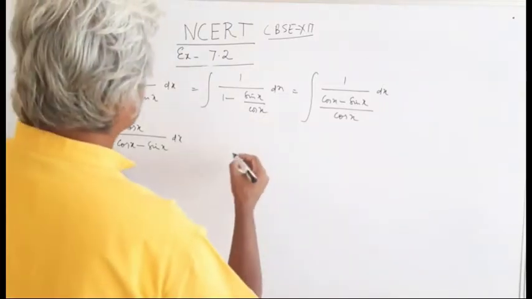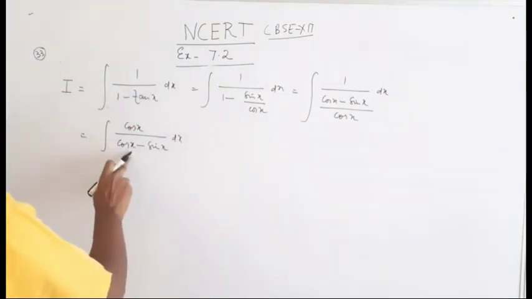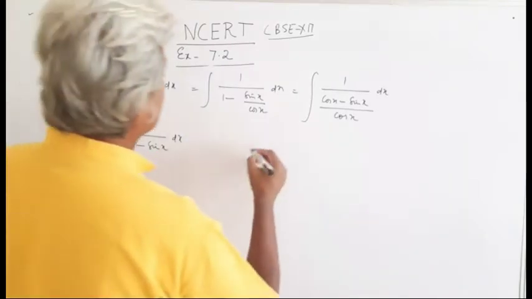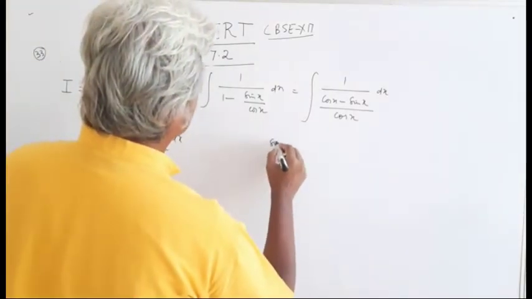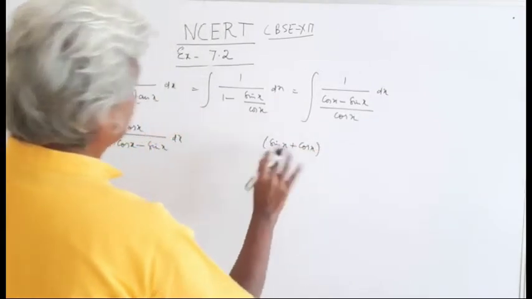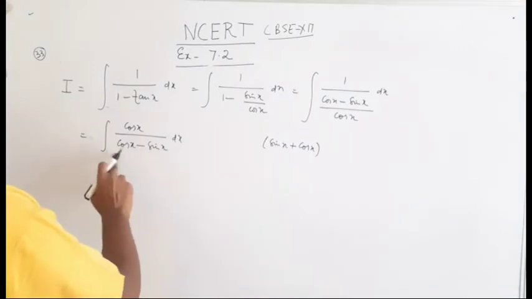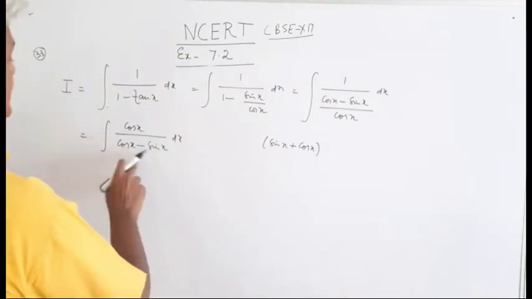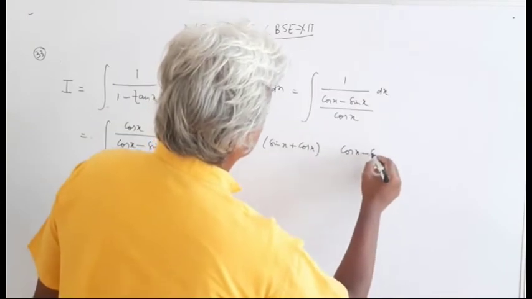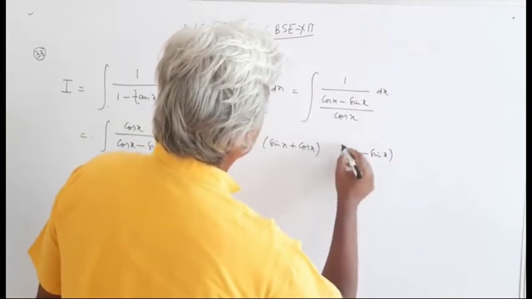So what differentiation of this term will you get? You'll get minus sin x and minus cos x. This is just minus of sin x plus cos x. So I write here sin x plus cos x. This is the normal differentiation of this, and the term itself is cos x minus sin x.